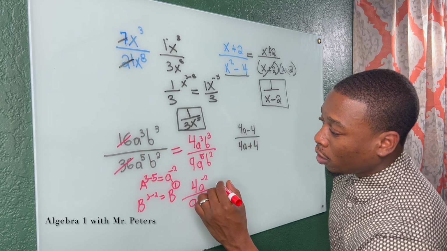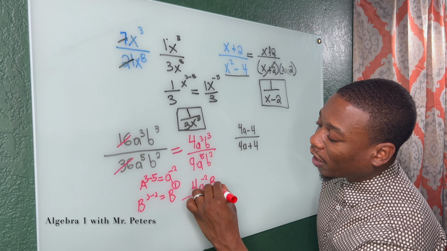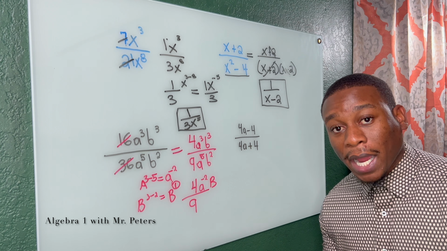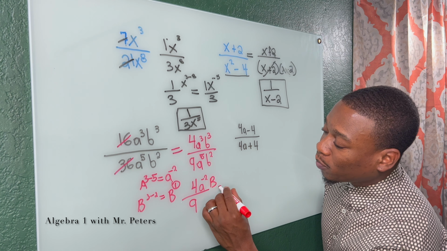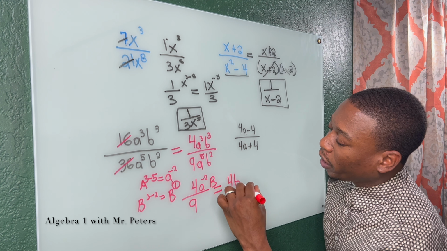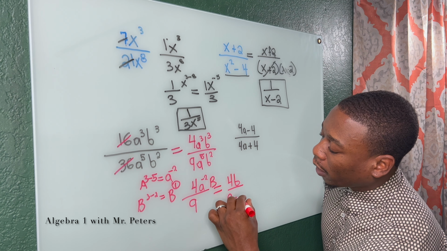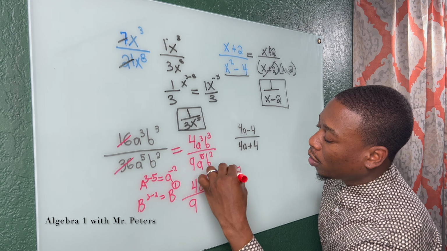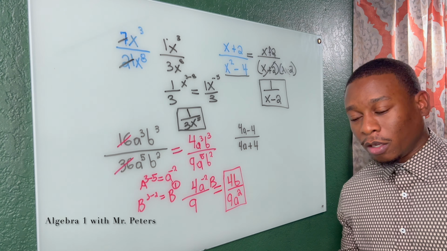It's understood. So this is going to be our answer right here, but it's not finalized. We got to take care of this negative exponent. And once we do, our answer should be 4b over 9a squared, because we cannot have negative exponents.